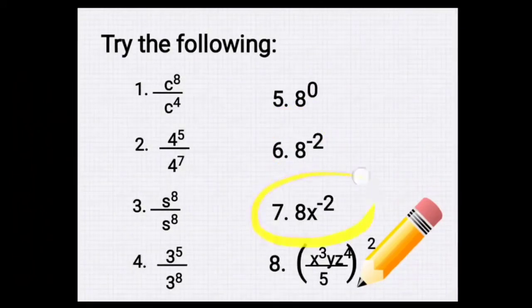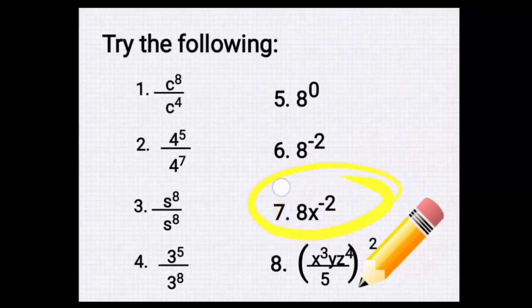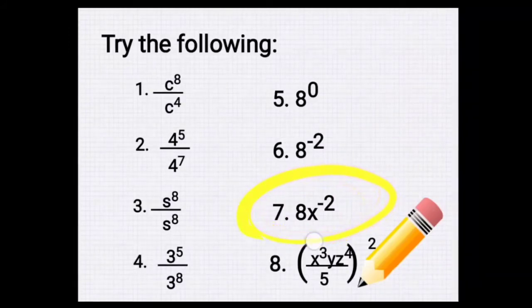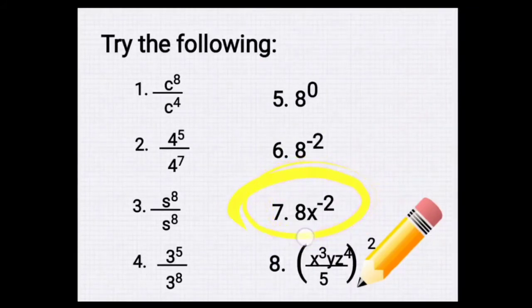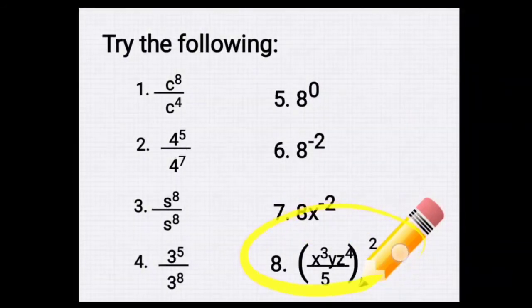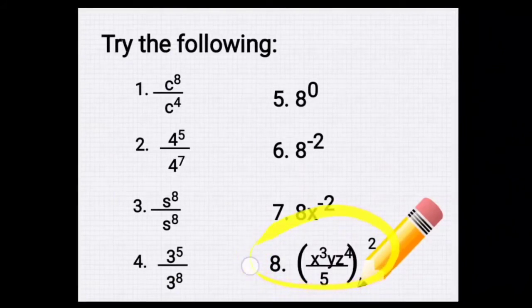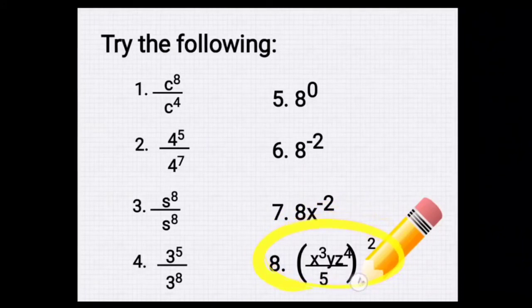For number 7, the correct answer is 8 over x squared, because negative 2 is the exponent of x. Therefore, we have to put x in the denominator to obtain the positive exponent, which is squared. That's why our answer for number 7 is 8 over x squared. That is in fraction form. And for number 8, we have x to the 6th power times y squared times z to the 8th power divided by 25.